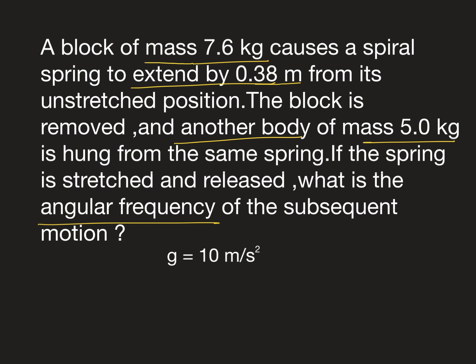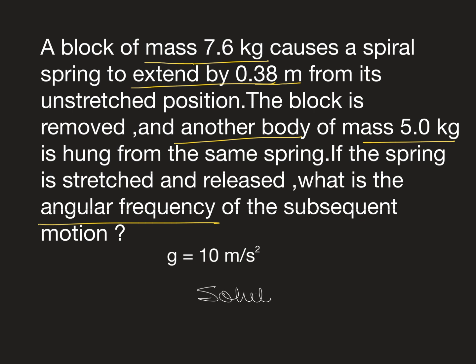So this is similar to the first question that we have answered. In the first case, the 7.6 kilogram mass is attached to the spring and it extends by 0.38 meters. Then the 7.6 kilogram mass is removed and the 5 kilogram mass is attached, setting the spring mass system into oscillation. So they want us to find the angular frequency during that oscillation, that is when the 5.0 kilogram mass is hung from the spring.